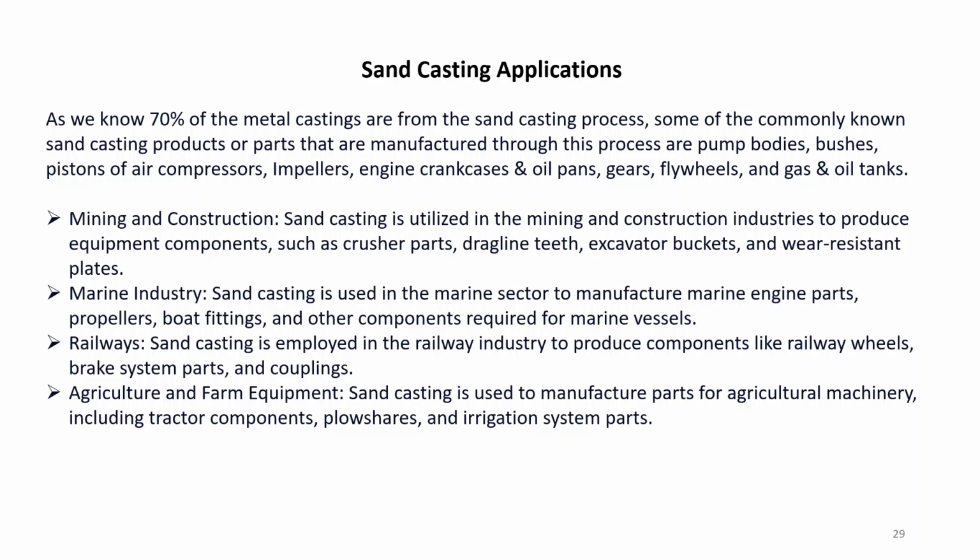In case of railway, sand casting is employed in the railway industry to produce components like railway wheels, brake system parts and couplings. Next you have agriculture and farm equipment. It is used to manufacture parts of agricultural machines including tractor components, plowshares and irrigation system parts.